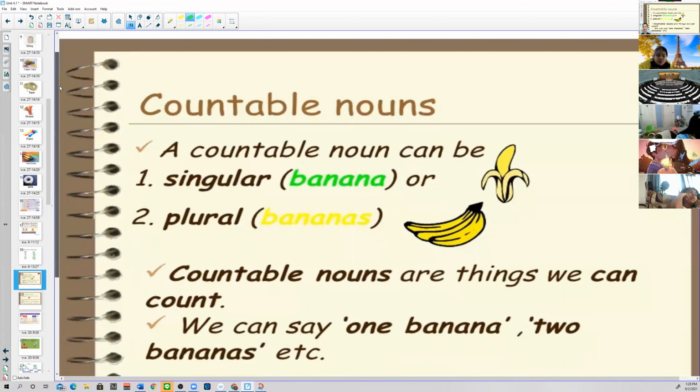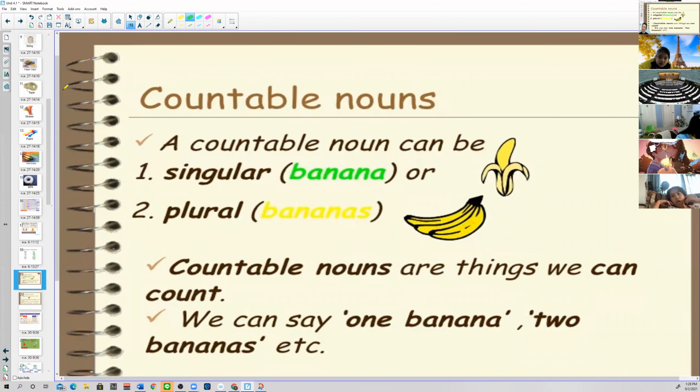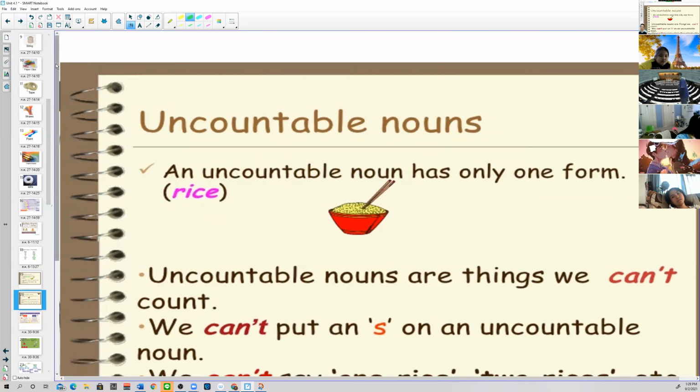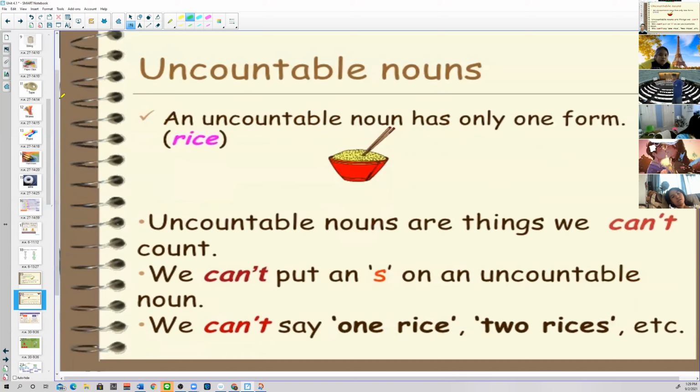And then here we go. We're talking about countable and uncountable nouns. Countable nouns are nouns that we can count, right? 1 banana, 2 bananas, 3 bananas. And they're always coming with uncountable nouns. For this example, they gave one. It only has one form, rice, right? We don't say rices because we don't count.